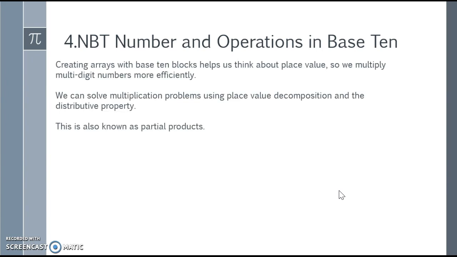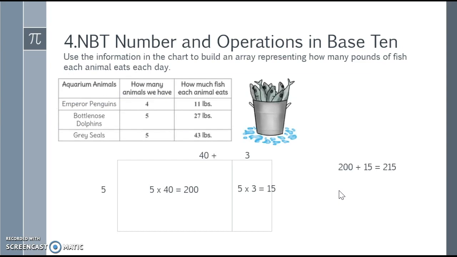Creating arrays with base 10 blocks helps us think about place value, so we multiply multi-digit numbers more efficiently. We can solve multiplication problems by using place value decomposition and the distributive property. This is also known as partial products. So going back here, we split up 43 into 40 and 3. Notice in the traditional sense of using the distributive property, I took 5 times 40 and 5 times 3. So I shared my 5 amongst 40 and 3.